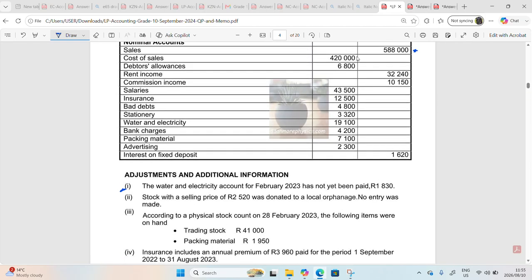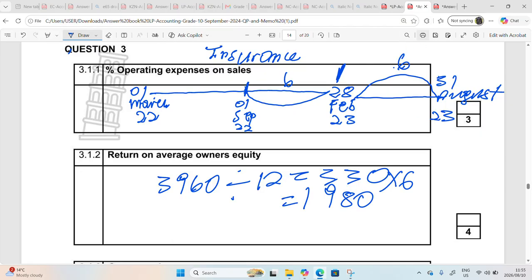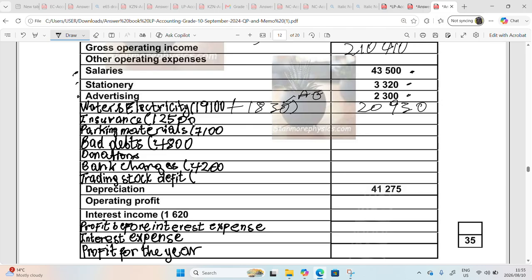Your prepaid expense, you go and take your insurance from the trial balance, here is insurance 12,500. You minus your prepaid of 1,980. Press your calculator and then you should get an amount of 10,520.